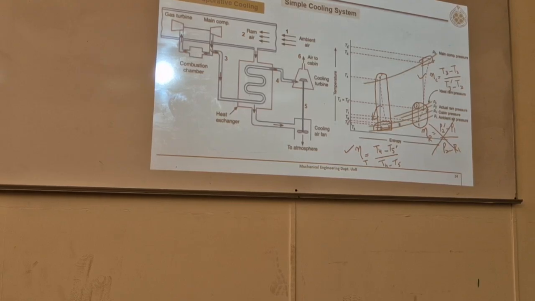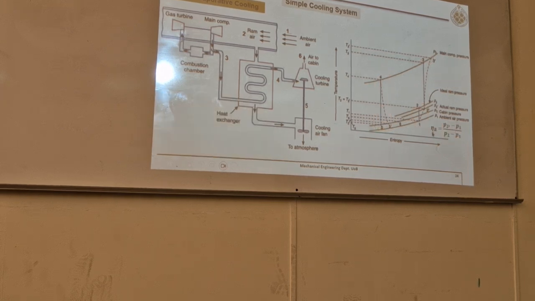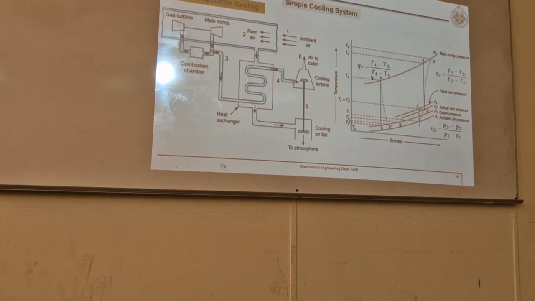Okay. Any questions? So that is clear, hopefully. So these are the isentropic efficiency of a RAM, isentropic efficiency of a compressor, and isentropic efficiency of a turbine.